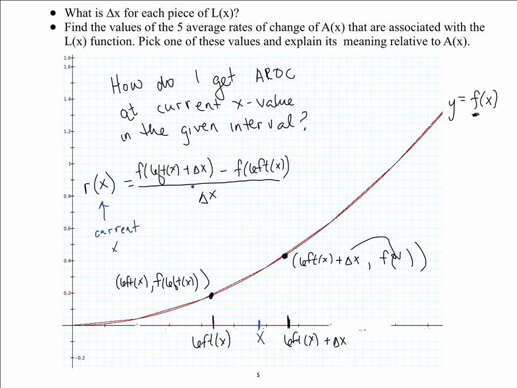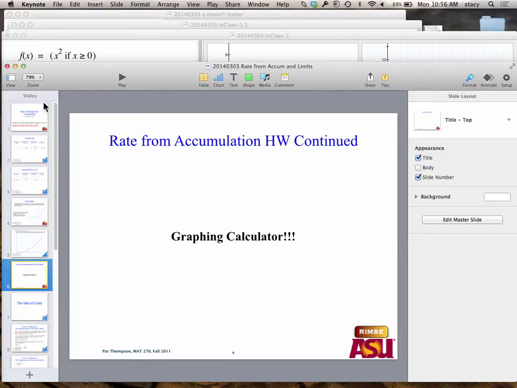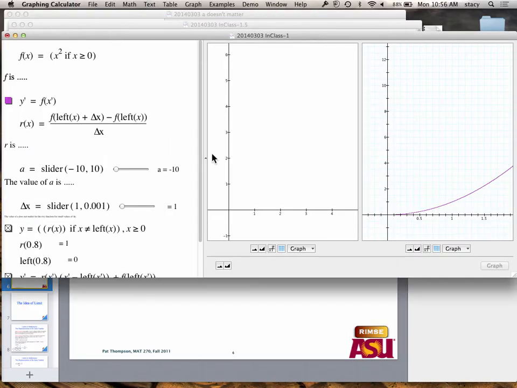Okay? Okay. So let's see what this all looks like in graphing calculator. Okay? So let's go back to our specific function. F of x is x squared. Okay, so we're talking about, again, the area of a square given the side length x. So f is what?